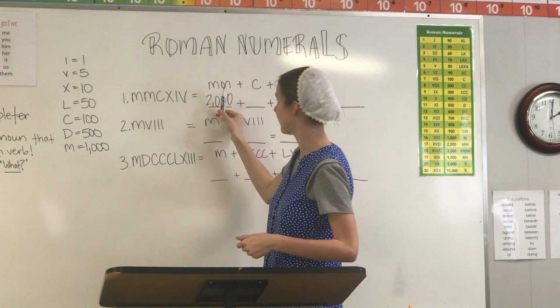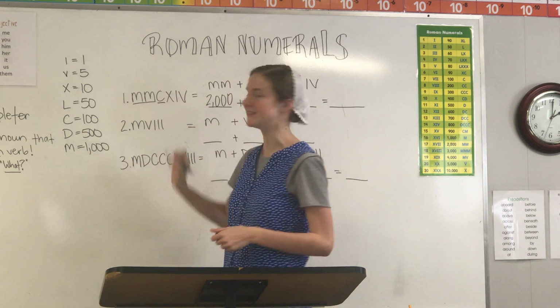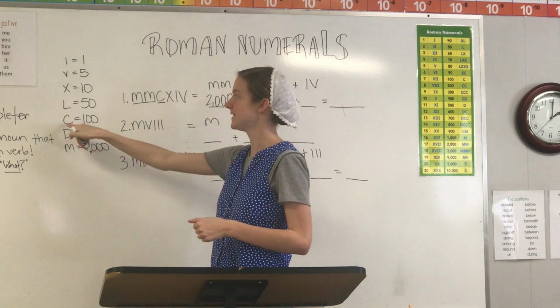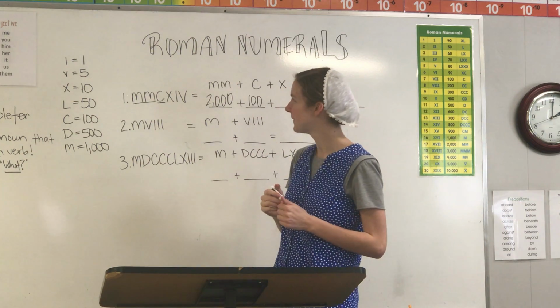All right, so we broke it into thousands. Now we took care of that. Now we're going to add C. What is C? You can either look on your chart or you can look up here. C equals 100. All right?